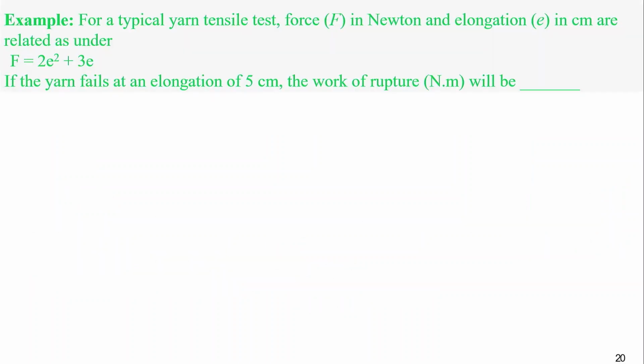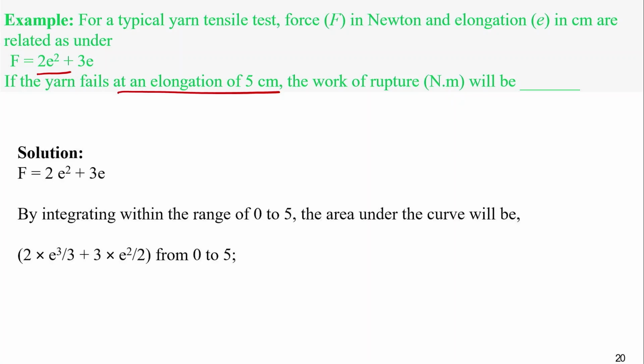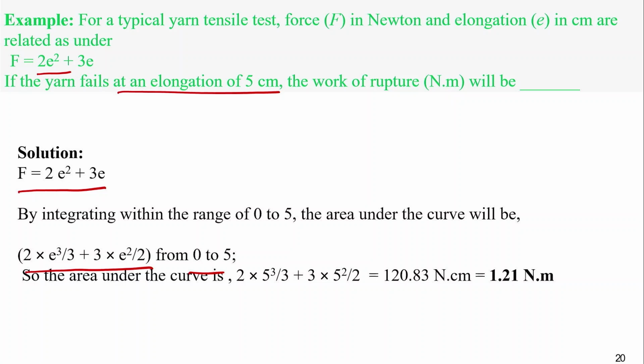Similarly, the next numerical is exactly similar to that, but here the function is a little bit changed and the breaking elongation is 5 centimeter. In the earlier case it was 3 centimeter. So, we will have a similar solution. By integrating the given equation, we get 2E cube by 3 plus 3E square by 2, and we have to integrate from 0 to 5 within that range. So, we get the value 1.21 Newton meter.